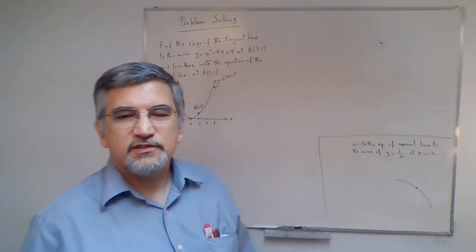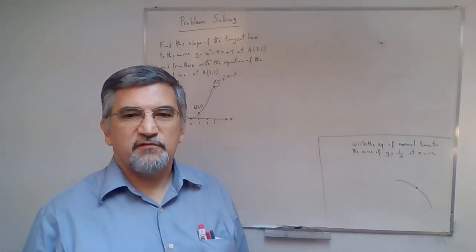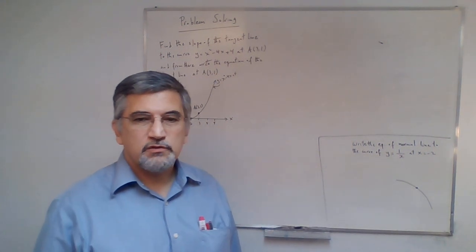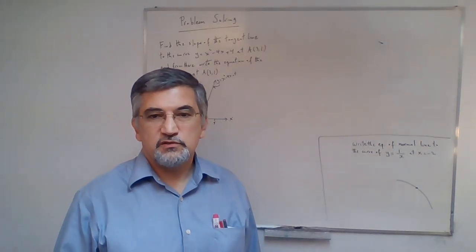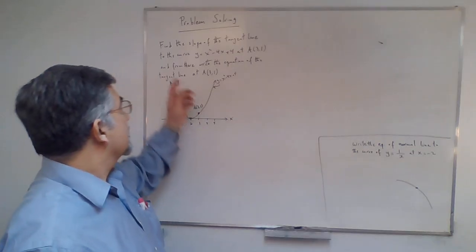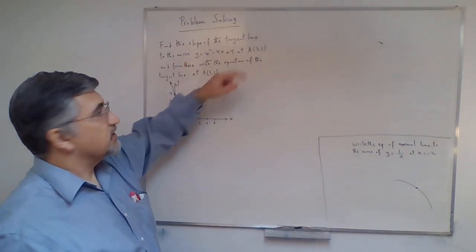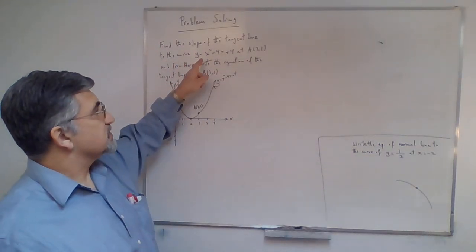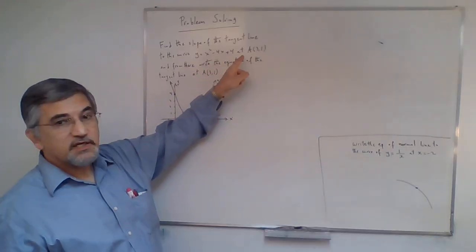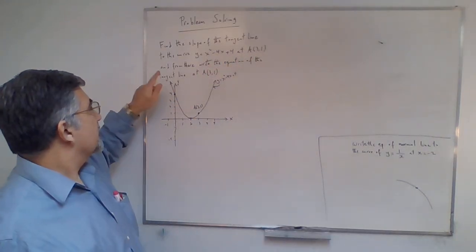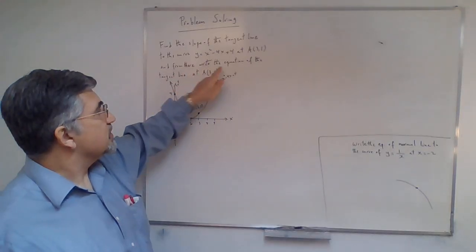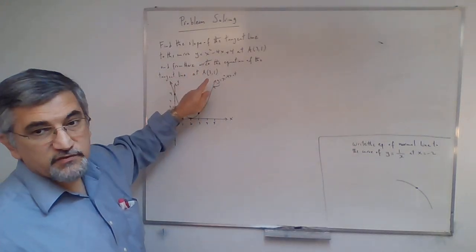Hello everyone. In this lecture, we want to do a little bit of problem solving. So we want to use all the things that we have learned so far in calculus. It says find the slope of the tangent line to the curve y equals x squared minus 4x plus 4 at the point A, whose coordinates are 3, 1. And from there, write the equation of the tangent line at that point.